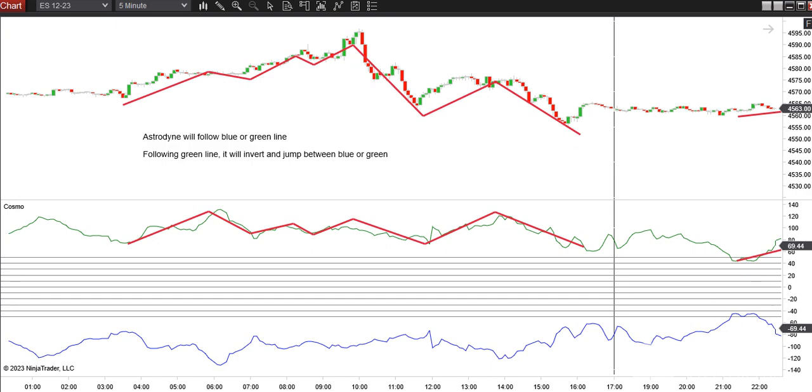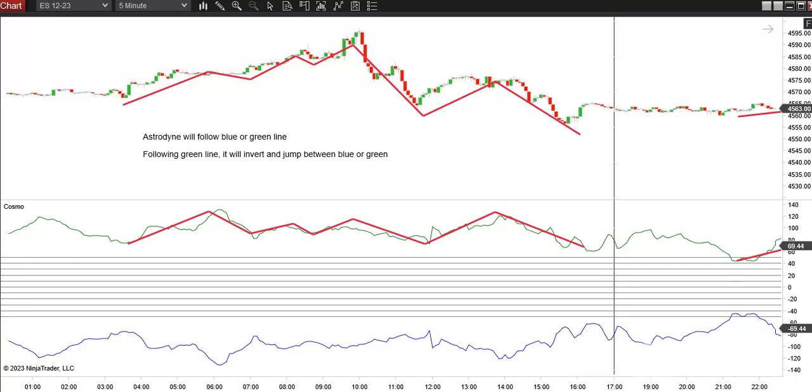Last day of November, Thursday, November 30th of 2023. Taking a look at the Astrodyne Cosmodyne chart. We call it Cosmo for short.